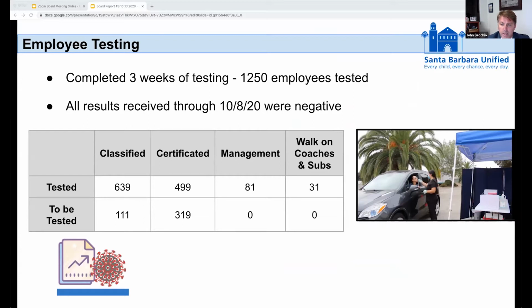Here you can see a breakdown of the staff who have been tested and who we have left to test. So this is our last week of testing. We will do a makeup testing the following week, probably for 1 day. And while there's no positive tests yet, I would like to turn it over to Dr. Wagneck to explain what protocols are in place in the event that we ever do have a positive COVID case.